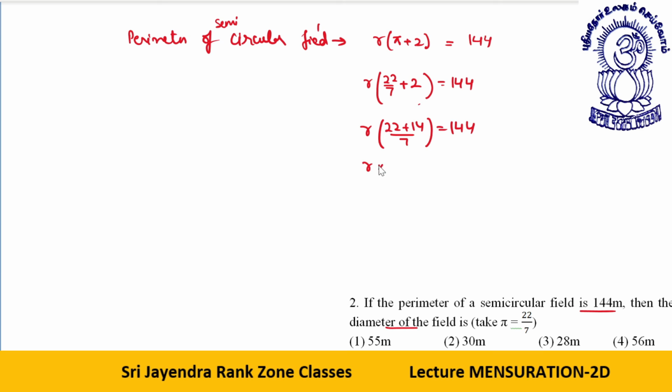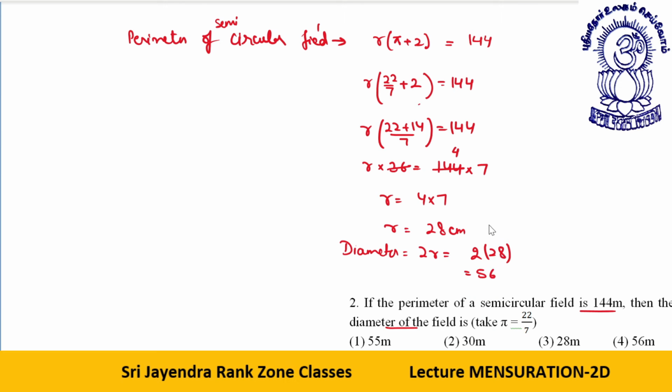This is 36. R into 36 is equal to 144 into 7. So 36 and 144 cancel to give you 4. Okay, so r is equal to 4 into 7. That means r is equal to 28 centimeter. Now, what is the diameter? Diameter is equal to 2r, that is 2 into 28 is equal to 56. You can have a look over it, dear students, before I proceed to the next one. Should I move ahead?